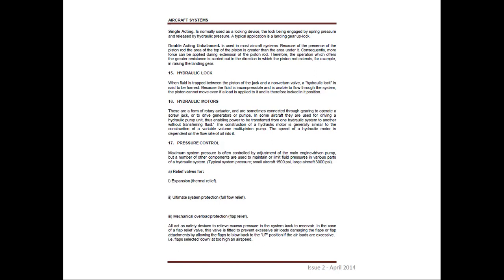The second function is ultimate system protection. As I mentioned, if a system does not have relief valves and it reaches maximum pressure, it will explode, as the pressure looks for a way out of the system. That is one of the main reasons pressure control relief valves are installed.